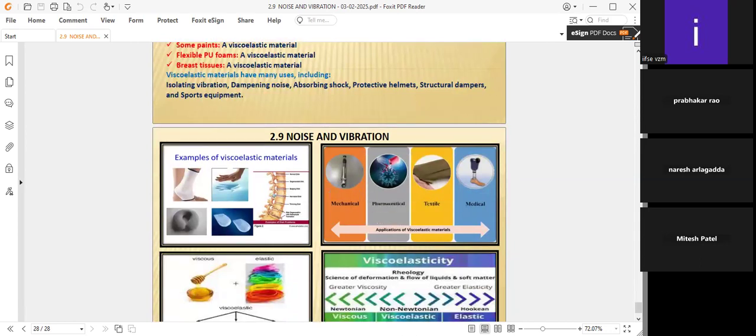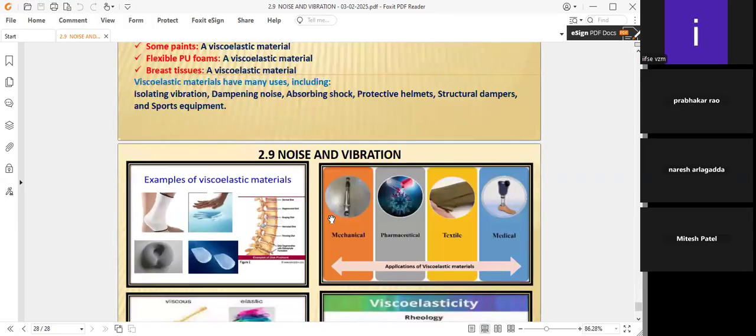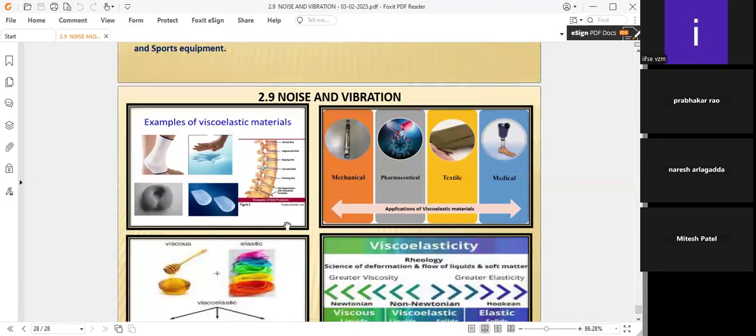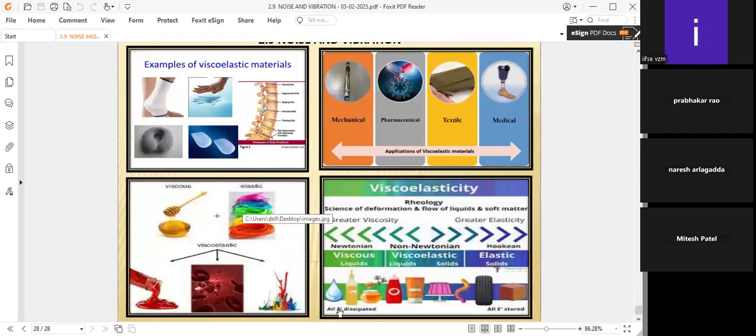You see this: mechanical, pharmaceutical, textiles, medicals. These viscoelastic materials are used to stick on where a leg fracture is there, or where the leg is removed, and this material is also used in the artificial leg. These are the so-called viscoelastic materials.